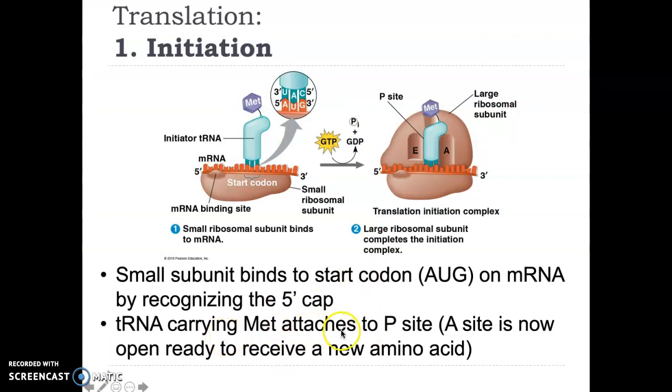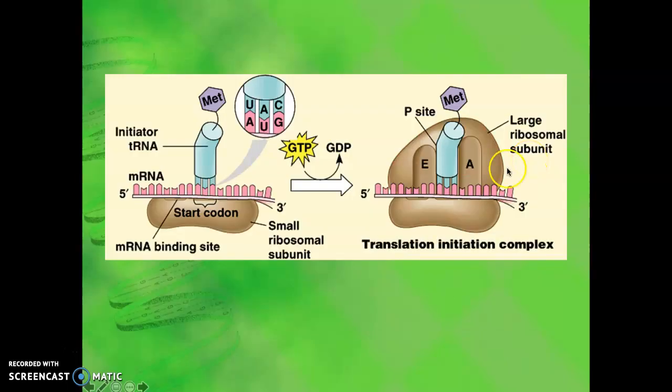tRNA carries the amino acid, and it attaches to the P site. That is where the AUG will be. It will start in the P site, but look, it leaves the A site open, and so the next tRNA will be brought into the A site, bringing that next amino acid. The large subunit attaches, and now we've got like a literal hamburger. The mRNA would be like the hamburger meat in between the two parts of the ribosome, the bun. Here's a bigger picture of what I just showed you.